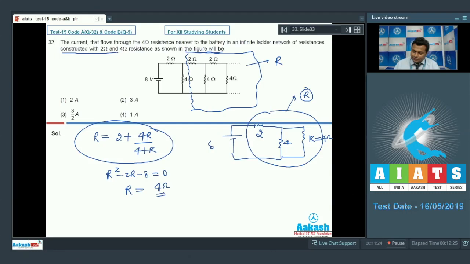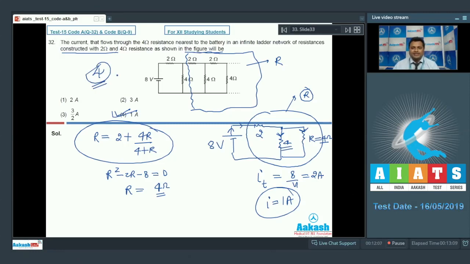Total current drawn from the battery we can calculate now. The total current I total will be 8 upon 4, that is 2 ampere. Now 2 ampere is the total current drawn from the battery. Here the current will divide into two parts depending on the resistances. Since they are equal, the current will be equal. I equals 1 ampere. So we'll go with option number 4, which is absolutely correct.